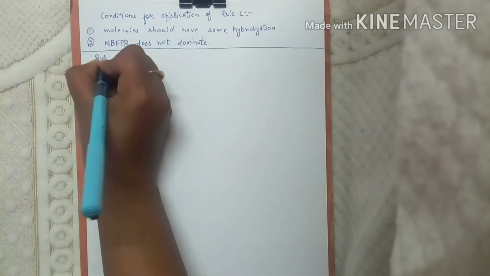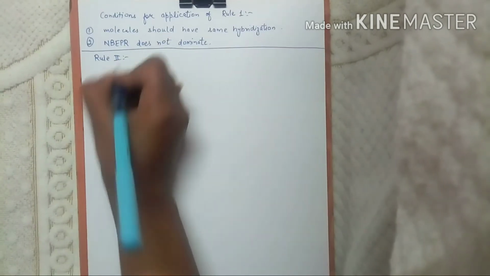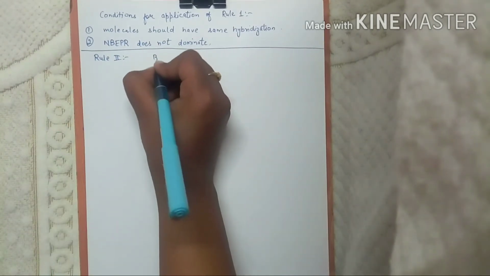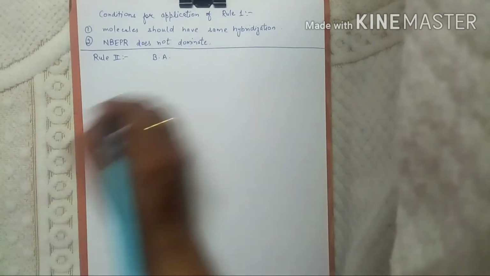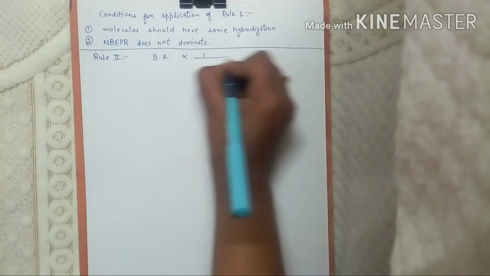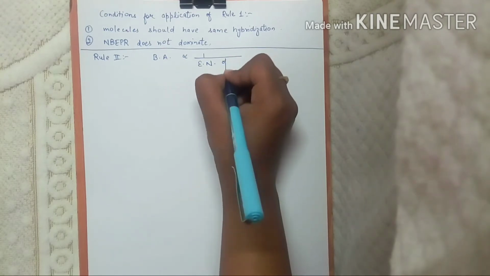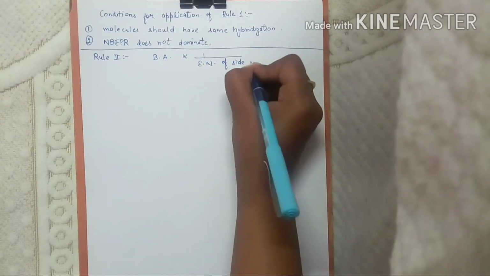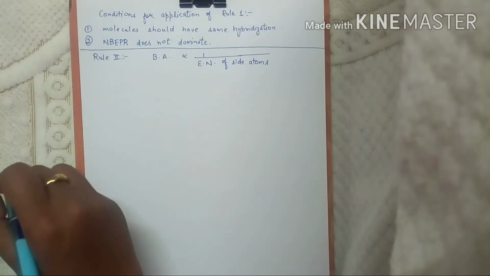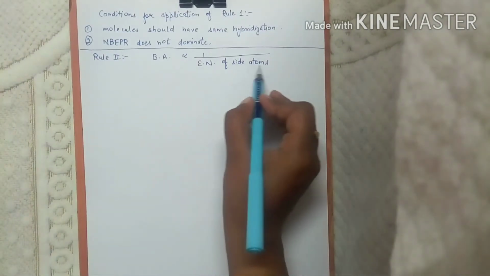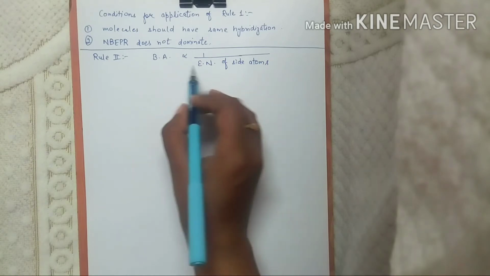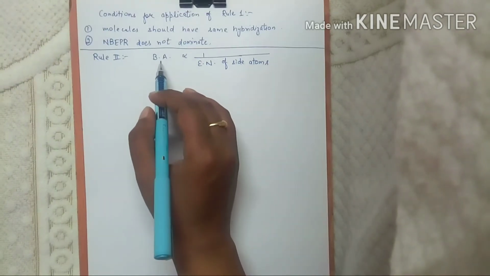Now rule number 2. Bond angle is inversely proportional to the electronegativity of side atoms. That is, if side atoms have more electronegativity, then they will be having a lesser bond angle.